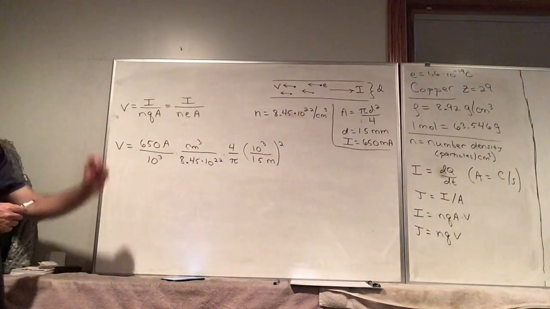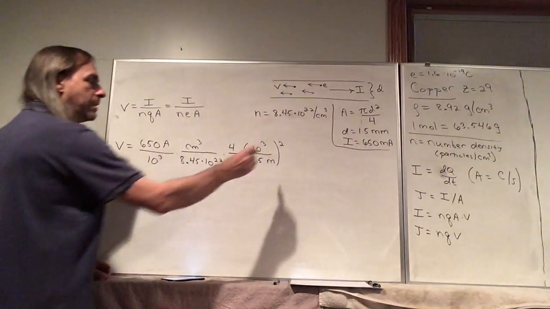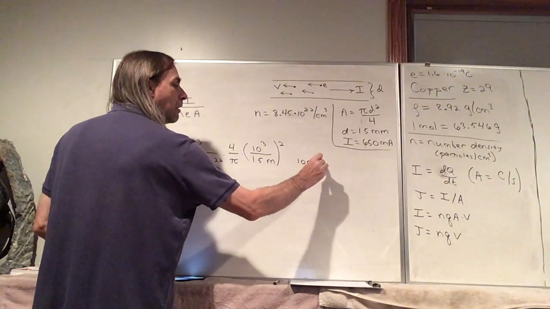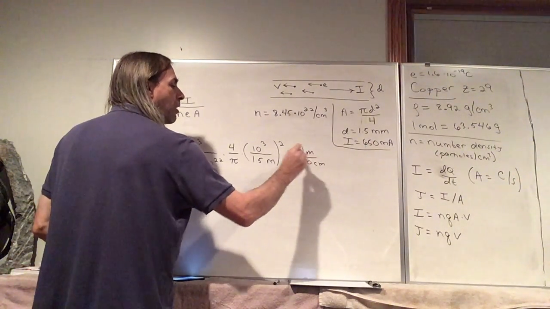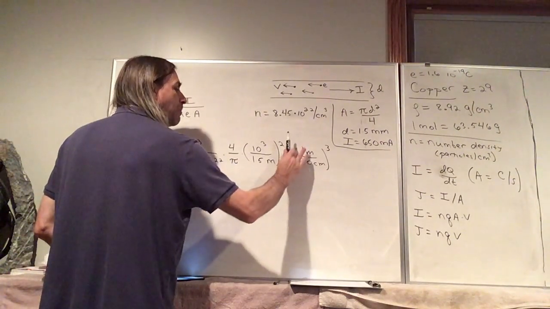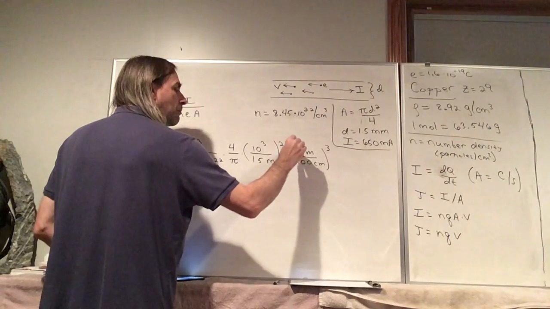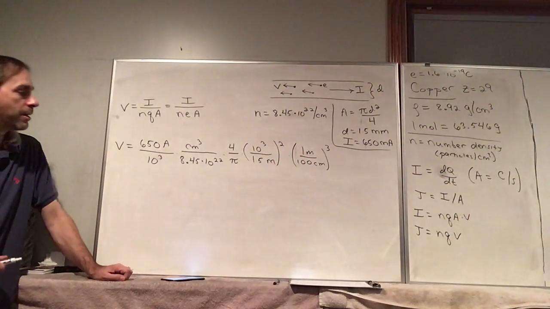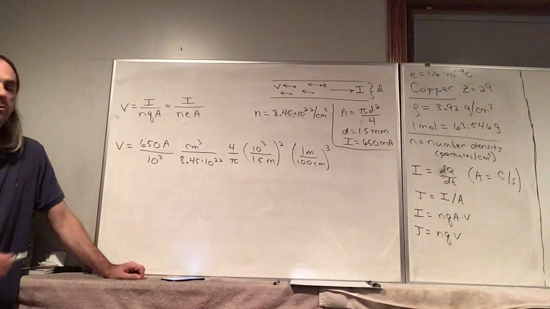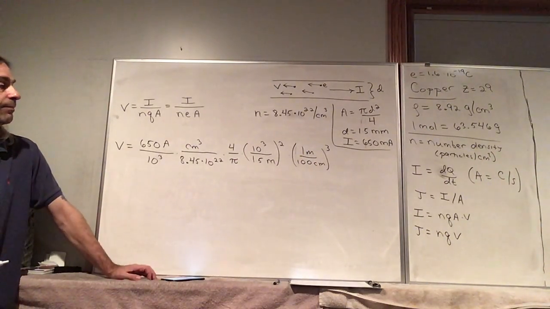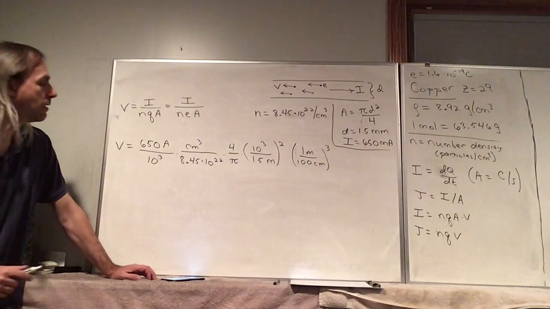Now, we also have this issue of centimeters. Let's say 100 centimeters is 1 meter. We're just converting everything to our base SI units. So we're getting rid of centimeters, millimeters, milliamps. We're just putting everything in pure SI. And let's see what we have. Let's check the units first.